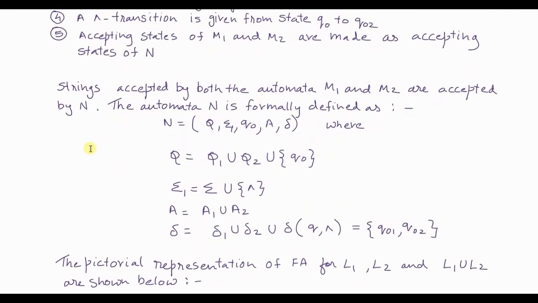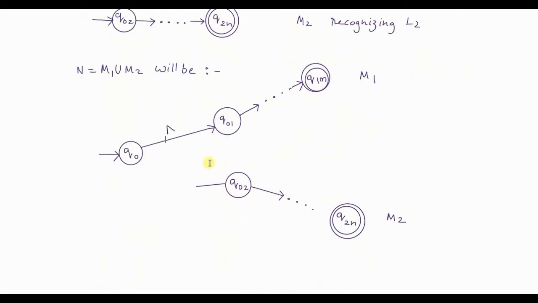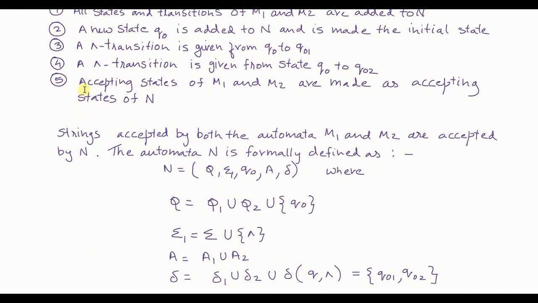Then next, fourth step, a null transition is given from Q0 to Q02. So one null transition is from Q0 to Q01, the second null transition is from Q0 to Q02. That means Q02 is no longer the initial state. So let me erase the link to it, and let us draw a null transition from Q0 to Q02. Fine. So far it's okay. And then accepting states of M1 and M2 are made the accepting states of N.